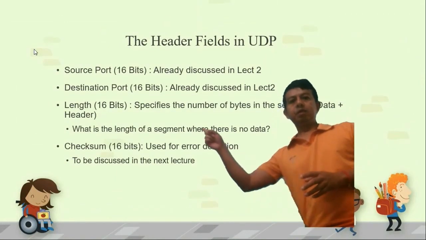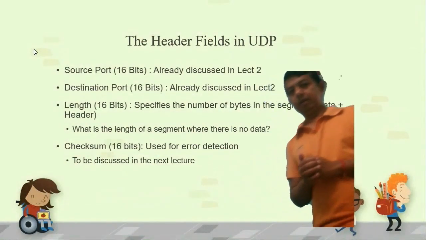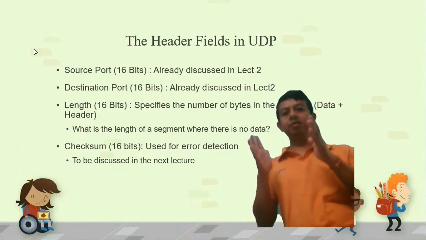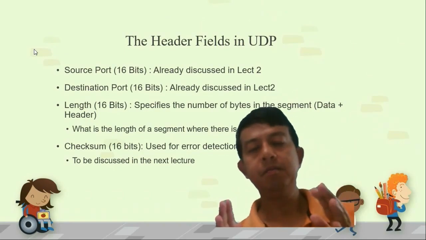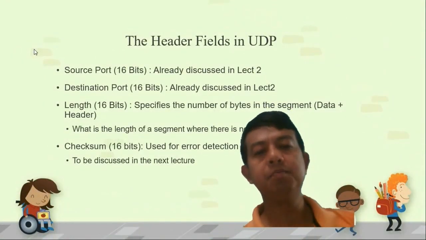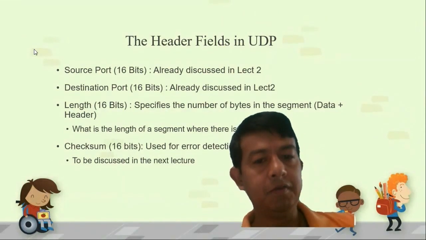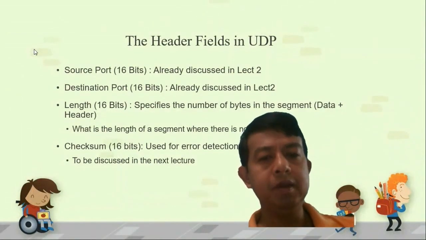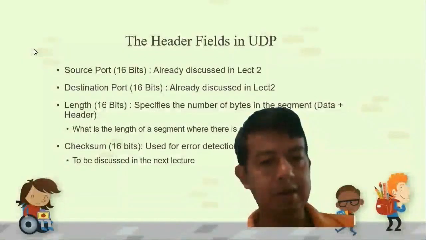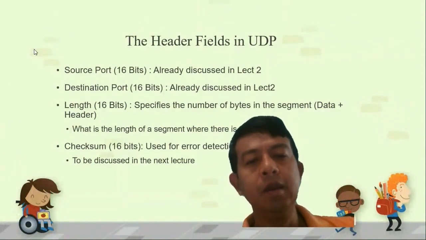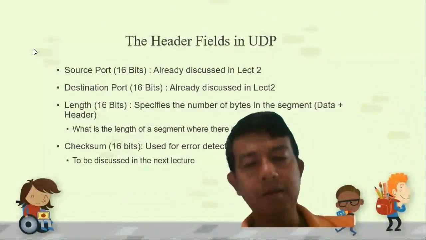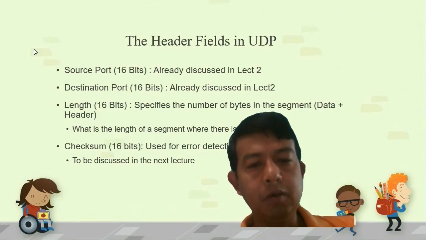Now the third header field, length. This is a field that specifies the size of the UDP segment. The size of the UDP segment basically covers both the data part and the header part. For example, if the application data part is 10 bytes of data and the header part is 8 bytes, that means the size of the UDP segment is 18 bytes. So the length field will contain the binary value of 18. Be very clear about it again.